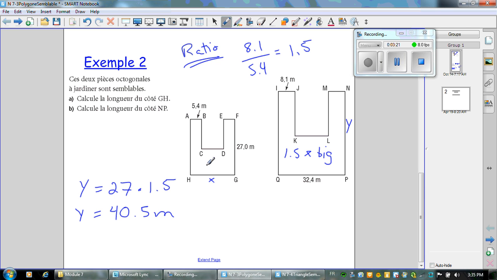This side here is 1.5 times smaller. So x would be 32 and 4/10 divided by 1.5. Or basically, it would be 2/3 of the sides. Yeah, 2/3 of the sides. So 32 and 4/10.